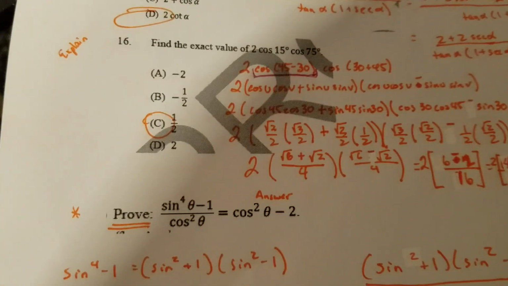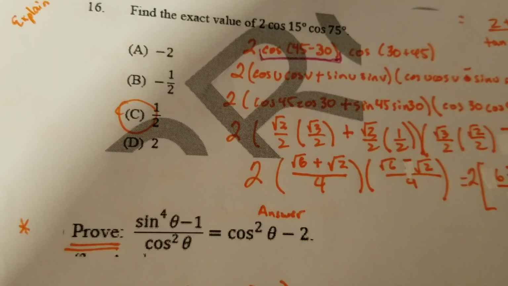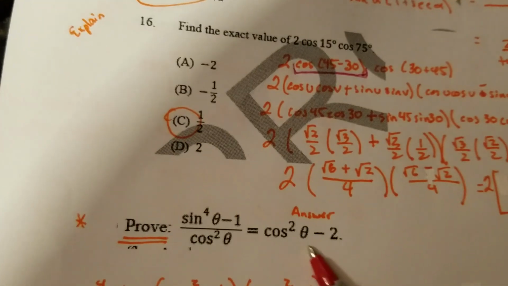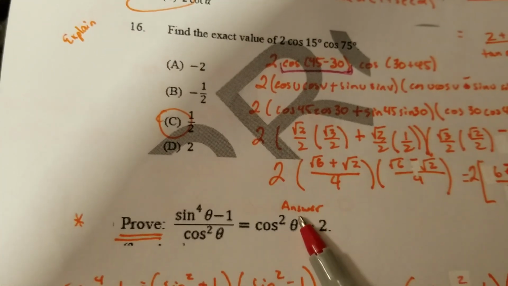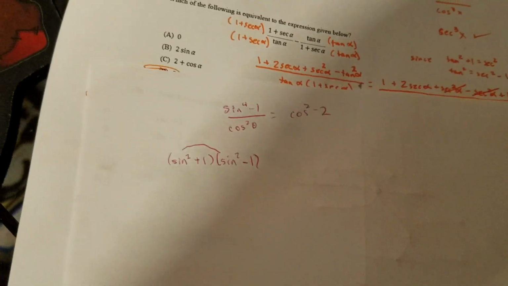Alright guys, so this is the last video here, and again this is a proof where they're saying sine to the fourth power minus 1 over cosine squared equals cosine squared minus 2. And so I went ahead and said this is the answer, and I'm going to go through this one with y'all just so you can see it.